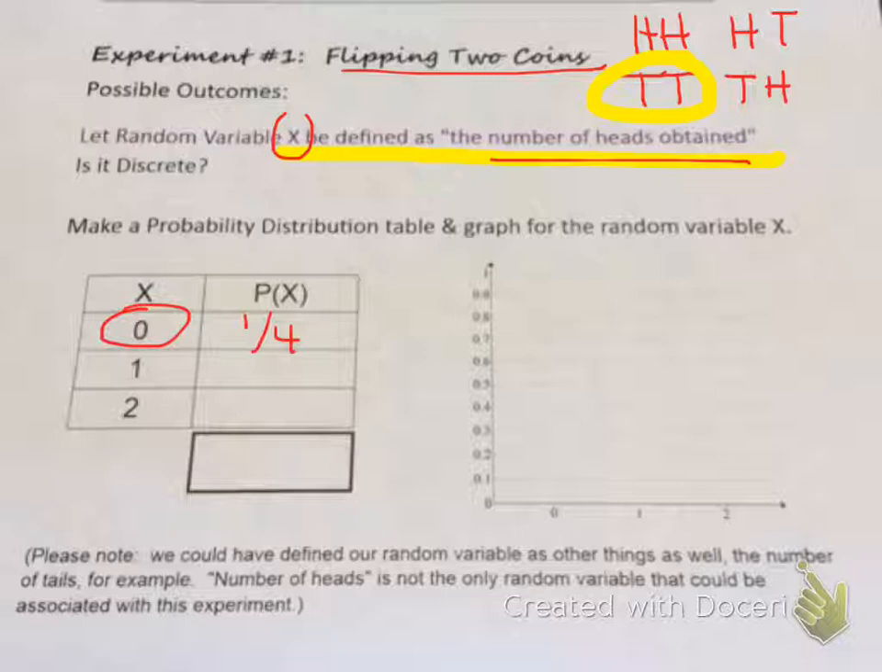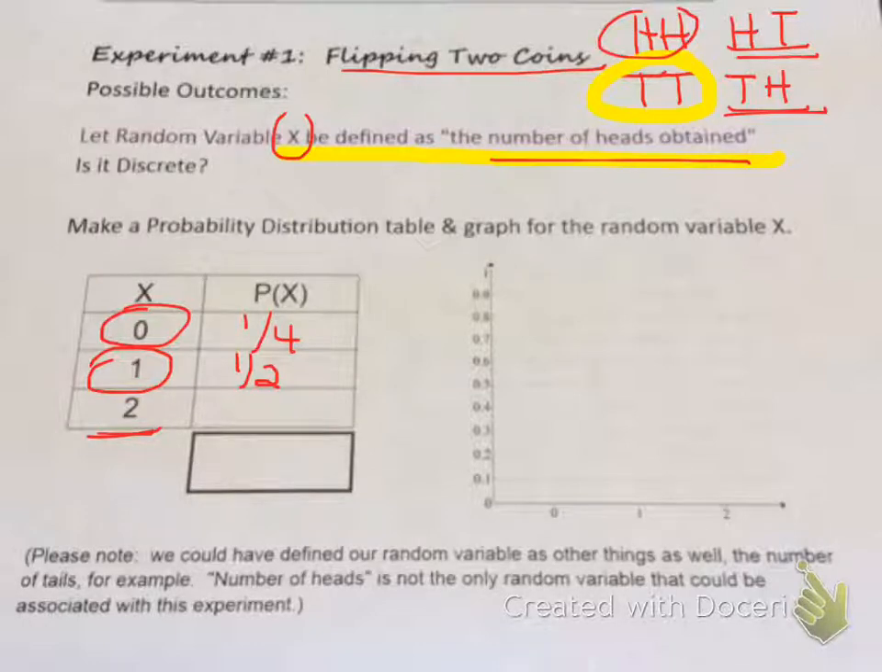What's the probability then over here of getting 1 heads? Well, you could have 1 head here, you can have 1 head here, so that's 2 out of 4, and 2 out of 4 will reduce to be 1/2. And then the last one is, what's the probability of getting 2 heads? The probability of getting 2 heads is 1 out of 4 again.